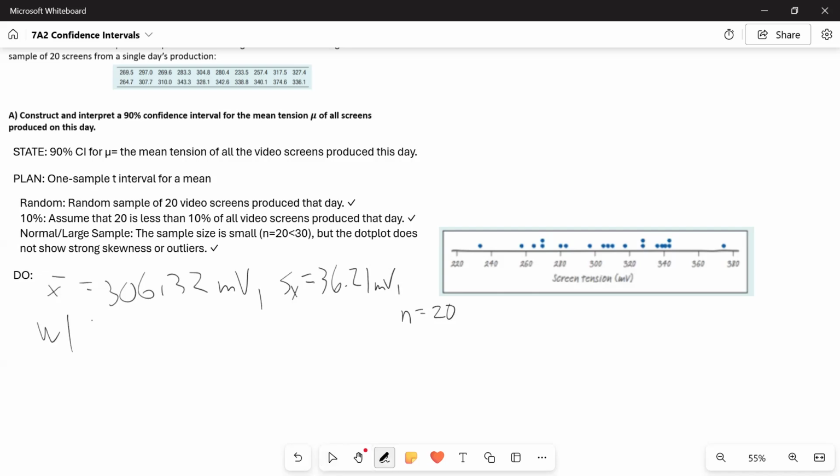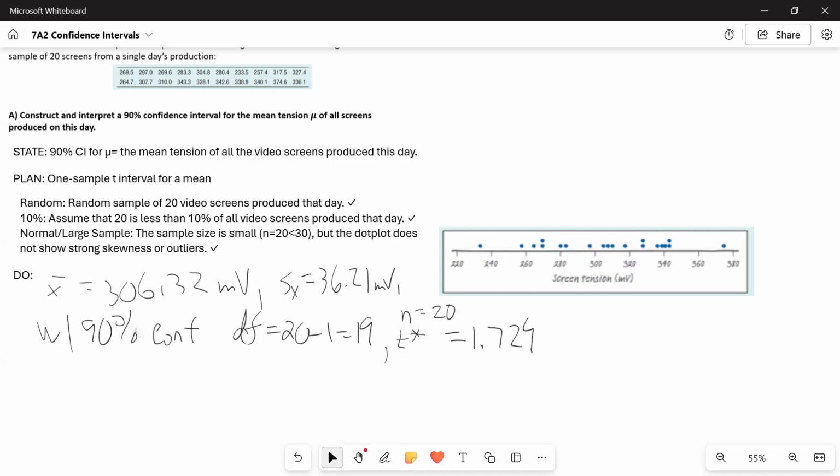So with 90% confidence, the degrees of freedom is 20 minus 1, which is 19. Important to put the degrees of freedom there. So we could use the t star or table B, and we get a t star value of 1.729.